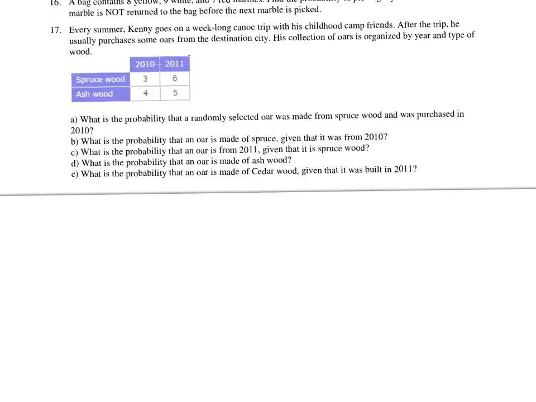All right, next up here, we've got a table. It says here, what is the probability that a randomly selected oar was made from spruce purchased in 2010? Now, even though this says the word and here, I'm not going to multiply because it's not saying we need to have 2 oars here. It's just kind of 2 stipulations. So what I'm going to do is just say out of the total, which I should probably add up, the total here is 18. How many of those fit both of those criteria? So spruce wood and purchased in 2010. So that's just a 3 out of 18.